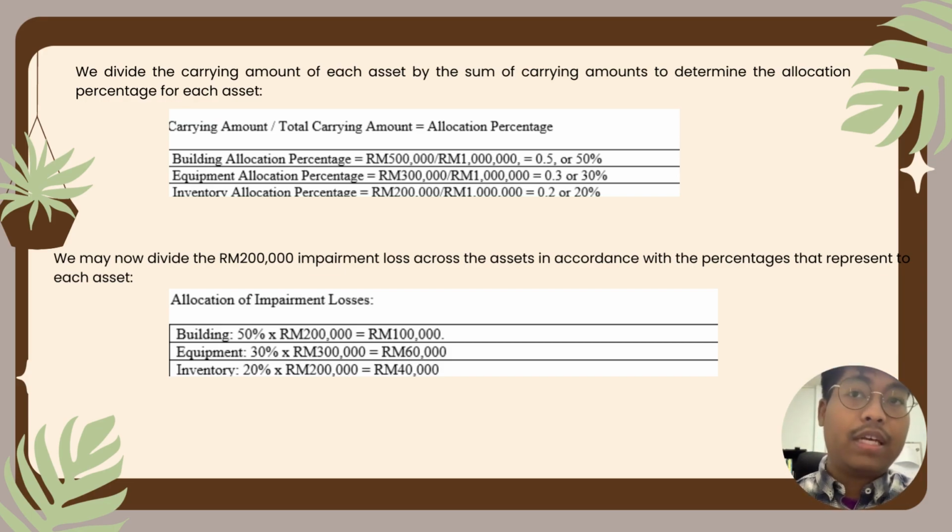We may now divide the 200,000 impairment loss across the assets in accordance with the percentage that represents each asset. So for the allocation of impairment losses, building 50% times 200,000 ringgit, we will get 100,000 ringgit. And for equipment, we take 30% times 200,000 ringgit, we'll get 60,000 ringgit. And for the last one, inventory, we take 20% times 200,000 ringgit, we'll get 40,000 ringgit.